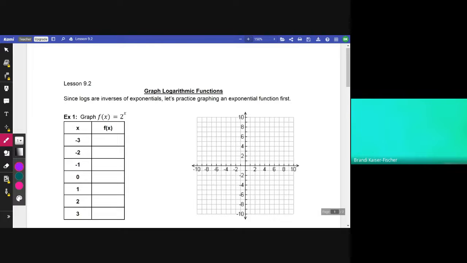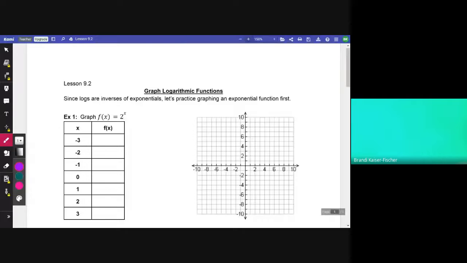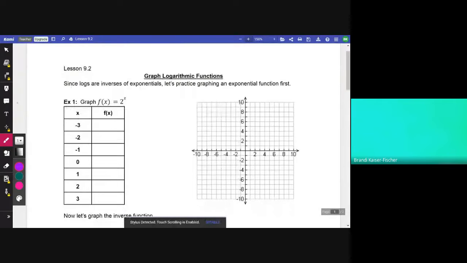It's pretty simple for us to set up a table of values for an exponential. I'm actually going to review with you graphing this exponential. We're going to do f of x equals 2 to the x power, which was also covered in lesson 8.2. Just so you see it again, I already gave you the x values that we're going to plug in. Remember, they go into that exponent spot right there.